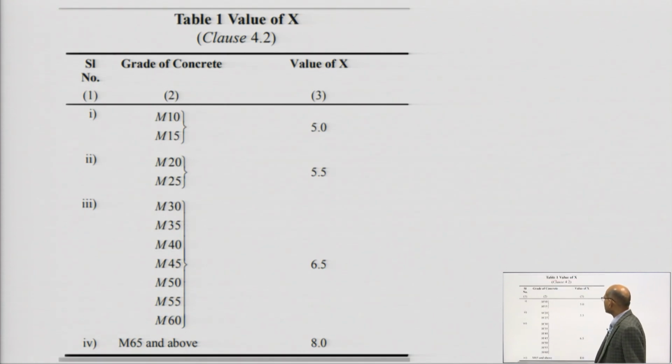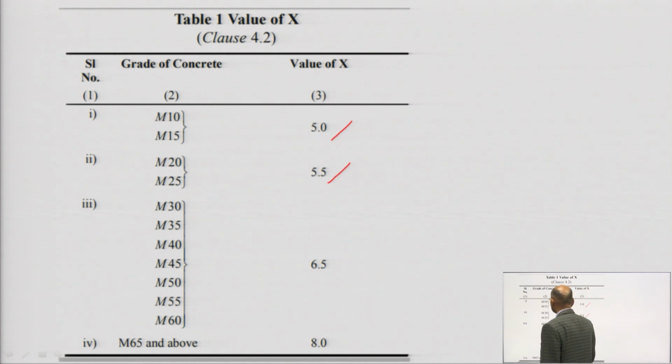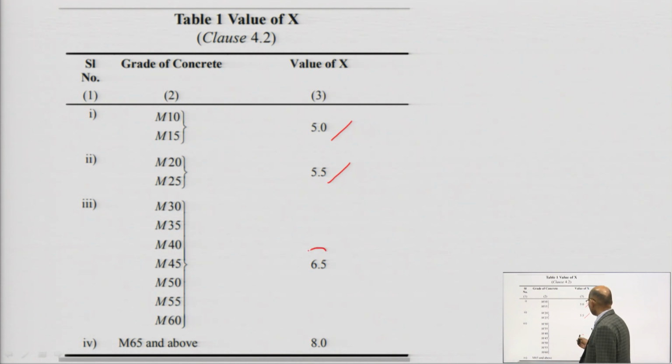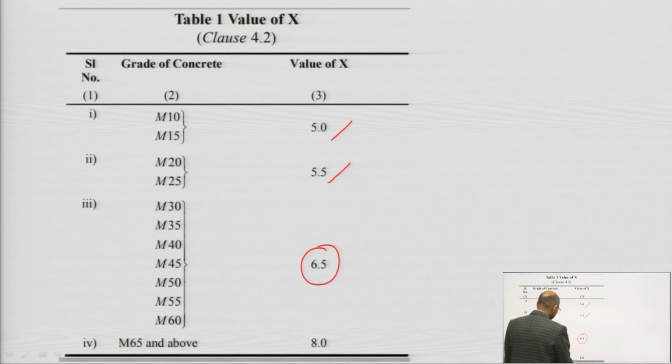If you have M10 to M15 grade, you have to take 5, M20 to M25 you have to take 5.5, M30 to M60 this is a standard concrete. Suppose you want to design M30 to M60, so minimum value you have to increase 6.5 to the characteristic strength, and M65 and above this category means high strength concrete.